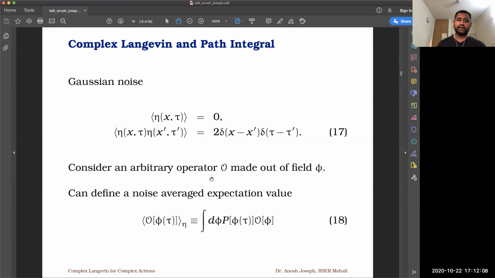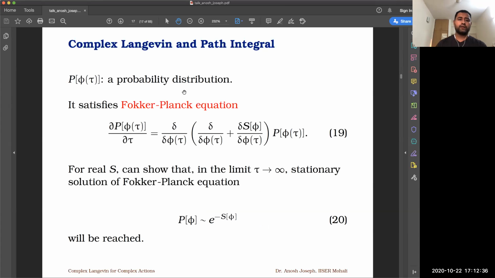Let's consider an arbitrary operator which is made out of the fields, the microscopic degrees of freedom of the theory. We can define a noise average expectation value, which is given by this. This observable is made out of phi, and phi happens at a given Langevin time, and we take the expectation value with respect to this noise, and it has this form. So there is a probability distribution for phi, and this phi is selected with this particular weight. This probability distribution P of phi satisfies the Fokker-Planck equation, which is given by this. So dP/dt obeys this particular equation.